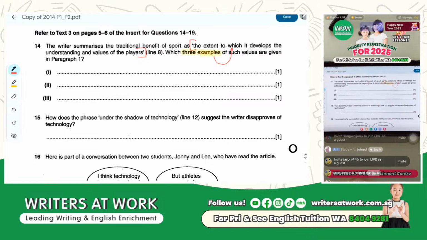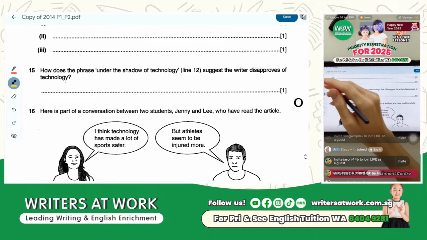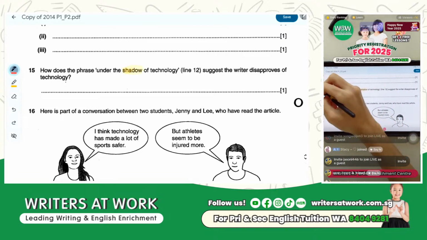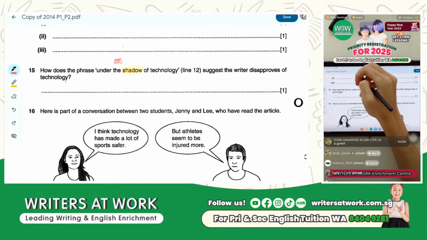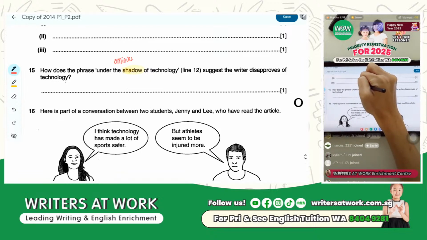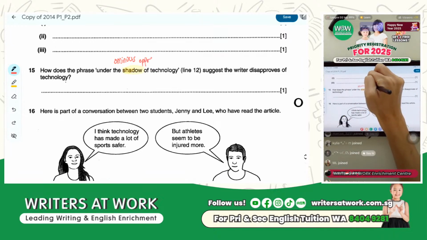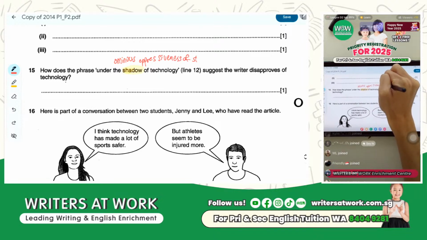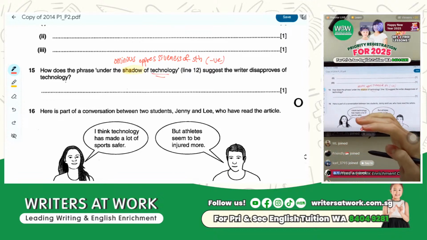Now, the next question is 15. How does the phrase "under the shadow of technology"... You can see shadow here has this idea that something is ominous and oppressive. Ominous means something that is very bad. It has like a bad omen to it, right? And the oppressiveness of something. So we are looking at a negative connotation with regards to how technology is being viewed here.